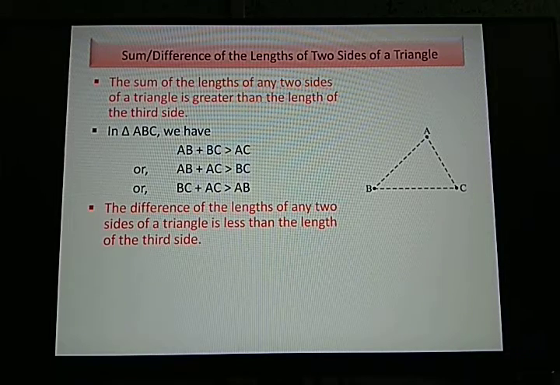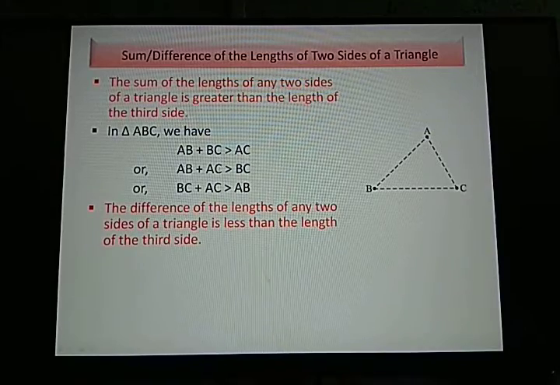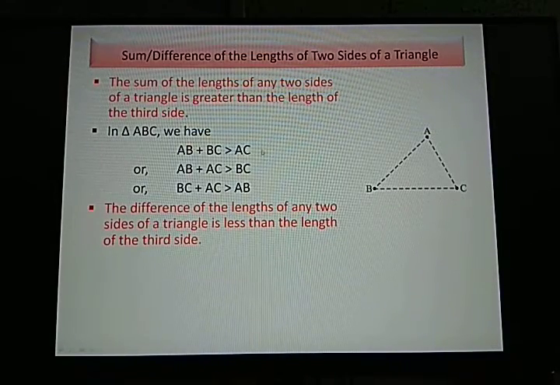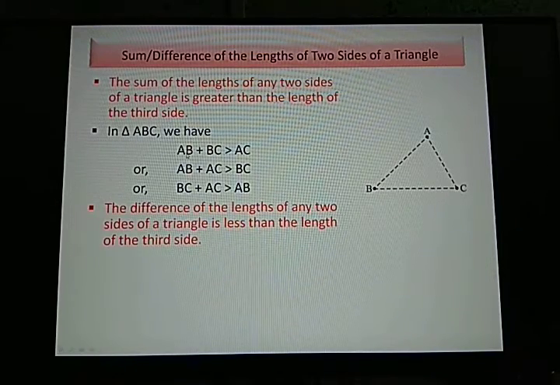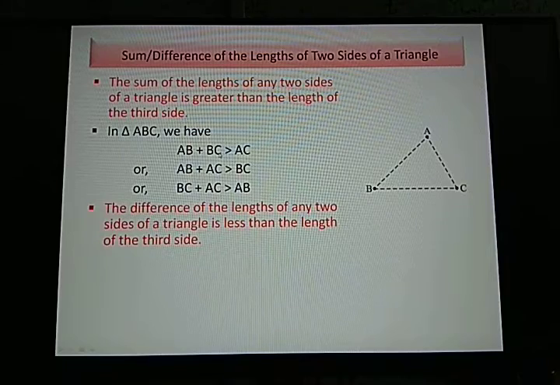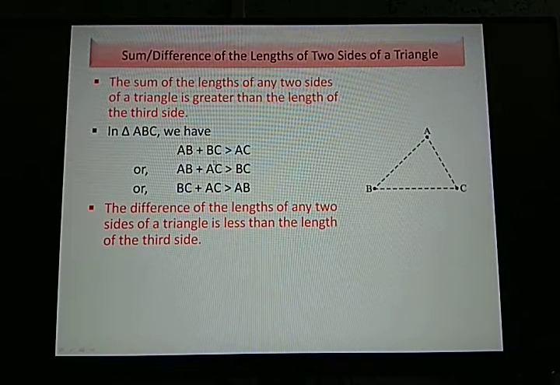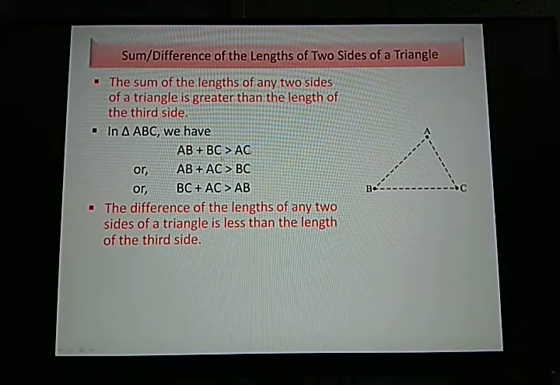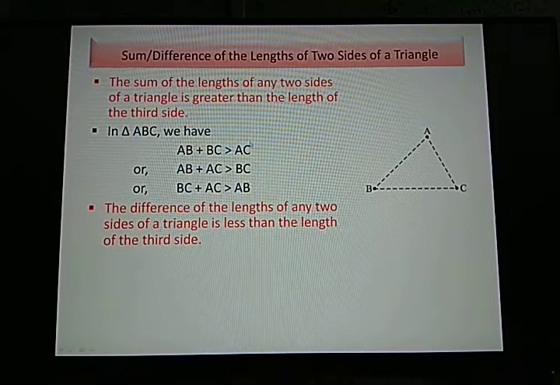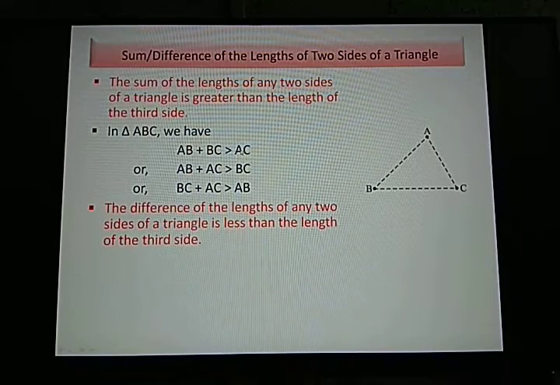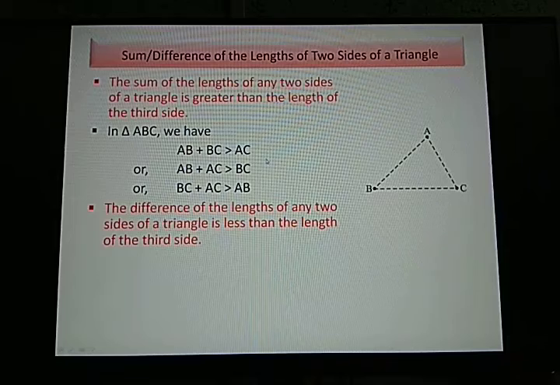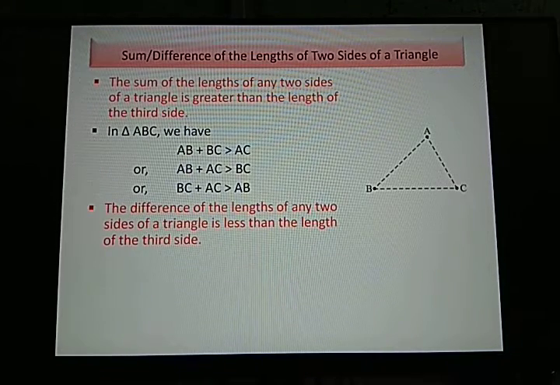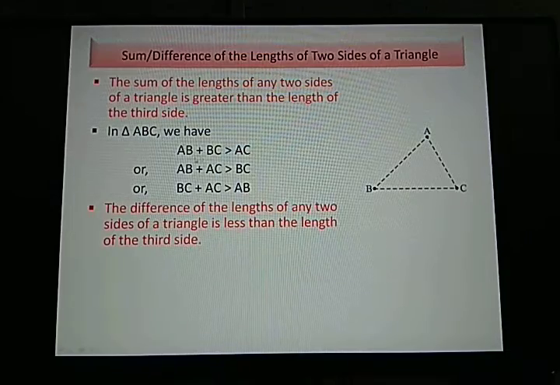And how can we say that? It can be found from the three cases that we have written just now. As you can see here, if I transpose one of the sides to the right hand side, what will it become? It will change its sign, it will become minus. So then we will get the difference of the two sides, and that will be lesser than the third side.